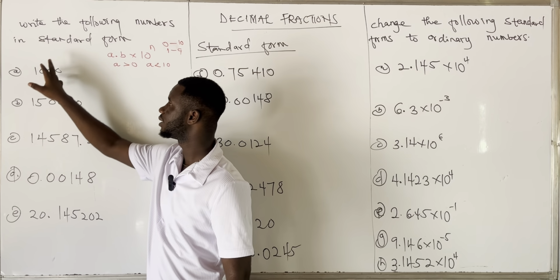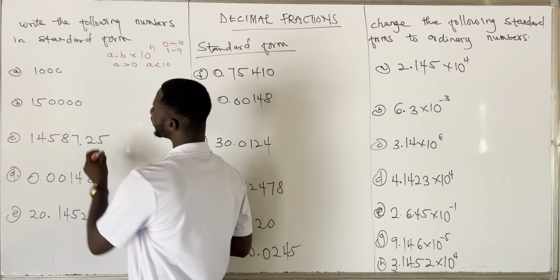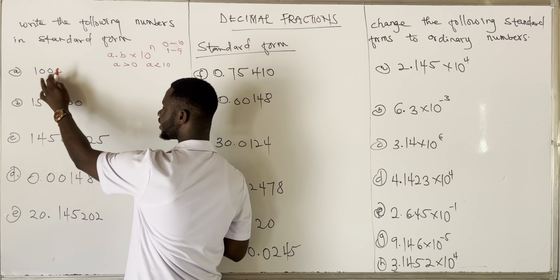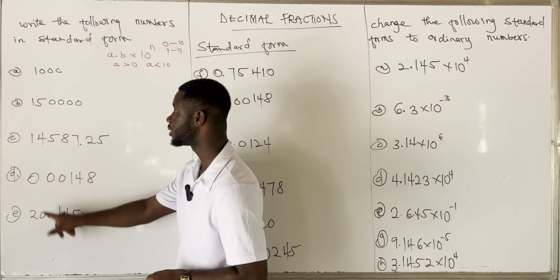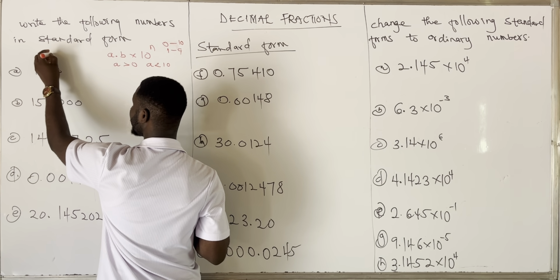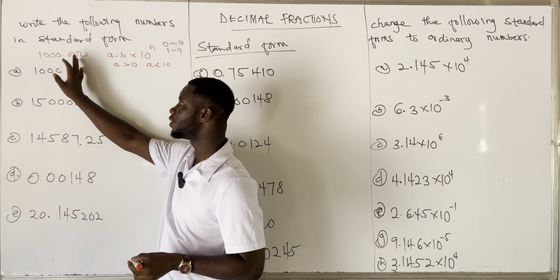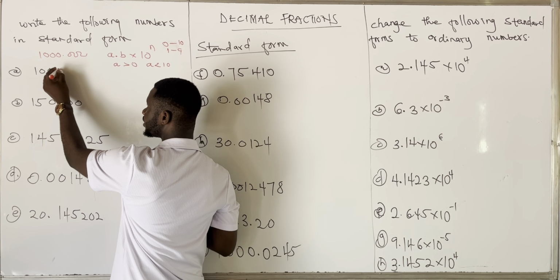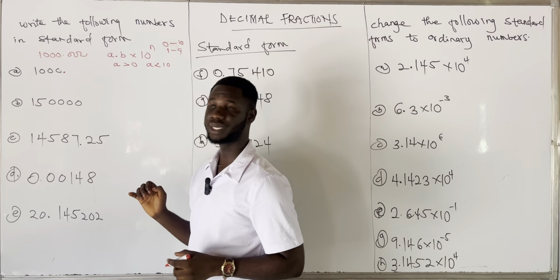All right, so let's look at the first one. We have 1,000. Let's look at how we can convert the 1,000 to decimal form. We can see that there is no point in it, as compared to the others, where we have points. That means we have it like 1,000.0000000. So 1,000.000 is the same as 1,000. If there is no point in it, it means the point is here, and we have a whole lot of zeros going.